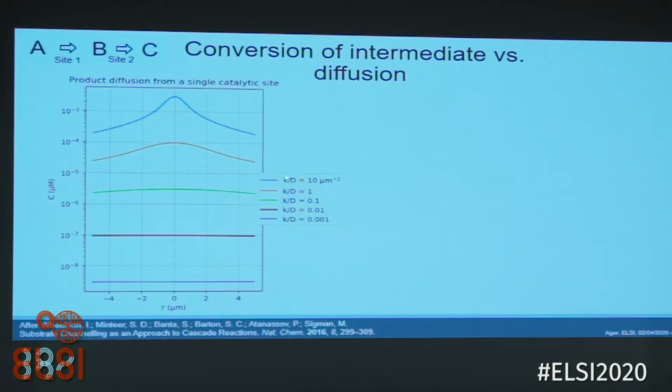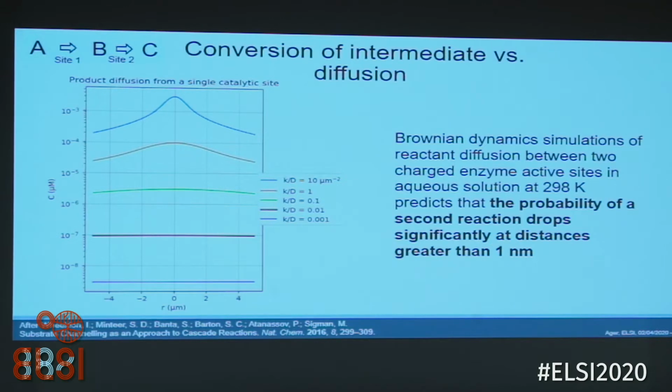This is the ratio of turnover frequency to diffusion coefficient. And for a typical enzymatic system with a turnover frequency of about 1 per second and the diffusion constant for small molecules of water, it's this line here at K over D is 0.01 inverse microns. You can see that the outside, this is the distance away from the enzymatic site, the concentration is flat. So basically you get no advantage by having a cascade. In fact, for a typical enzyme, you have to get very close. The 2 enzymes, if running the cascade, have to be within a nanometer in order for the intermediate to be effectively converted and not diffuse away between the 2 sites.